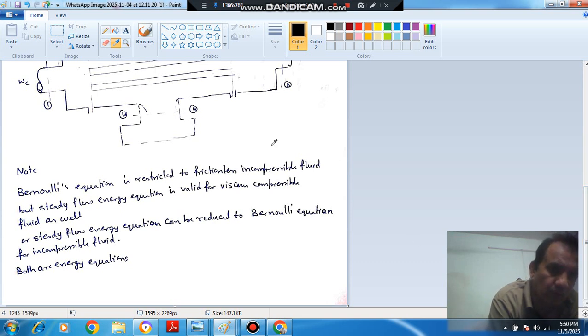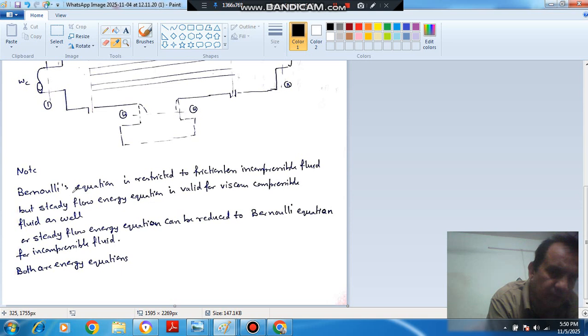Now I want to make one more point. If we consider the Bernoulli equation, it is also an energy equation. The steady flow energy equation is also an energy equation. If we consider incompressible fluid in the steady flow energy equation, it reduces to the Bernoulli equation. We have discussed that in incompressible fluid flow also, but here I also want to make this point.